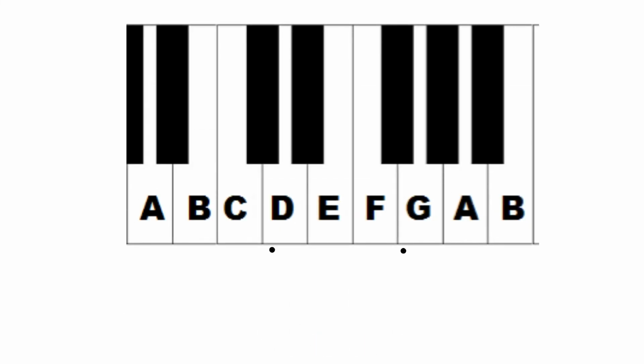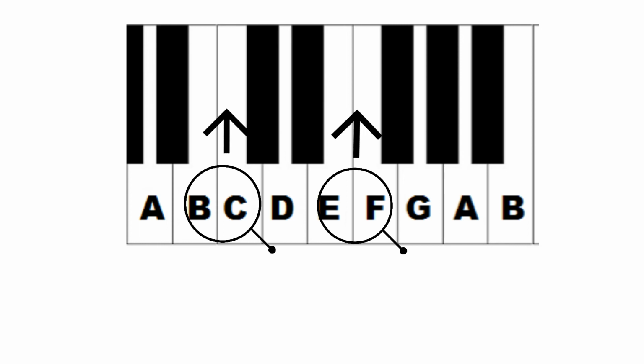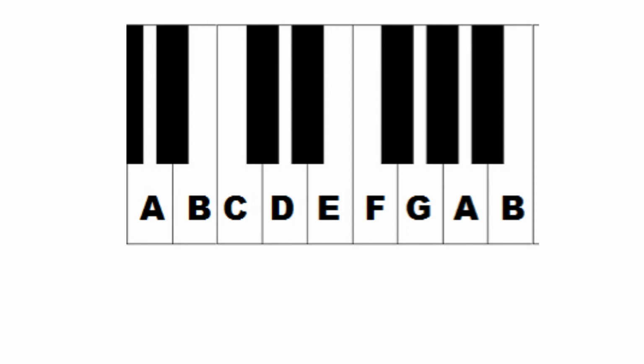You may have noticed that some notes don't have a black note in between them. So what happens there? How would you play a B sharp, for example? Well, a semitone above a B is a C note. So in this instance, the C note represents a B sharp. The C flat would be played as a B. The E sharp would be played as an F. And an F flat would be played as an E.